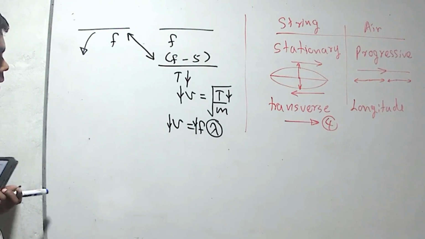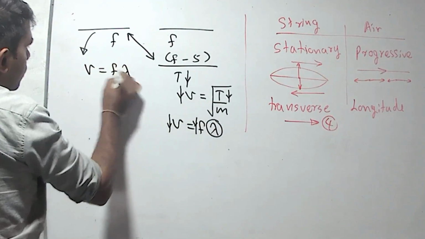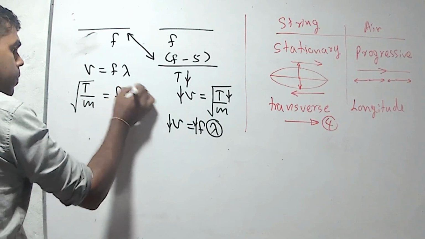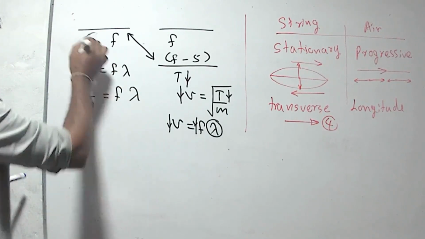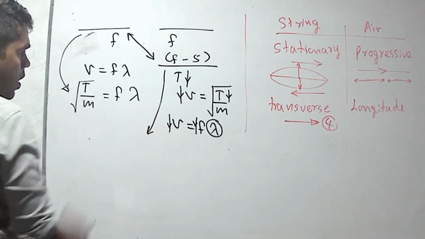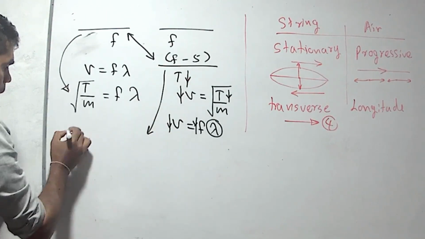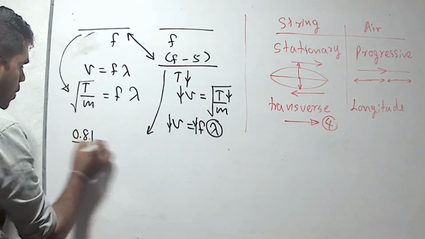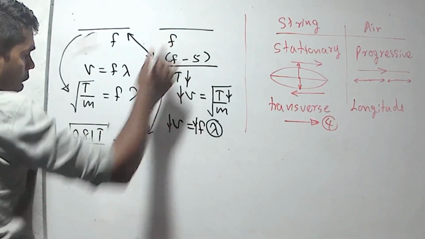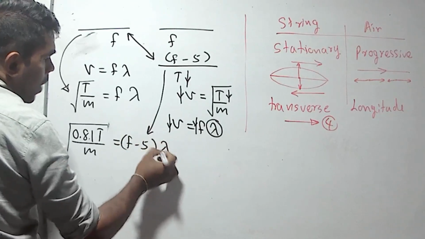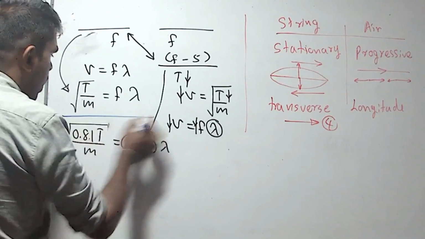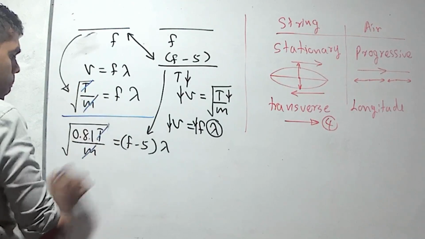Then we can use V equals f lambda for both strings. In the first one, velocity is square root of tension over linear density, equals f lambda. We can use this equation for the first string, and again the same equation for this situation. Now tension is 0.81 T over linear density equals frequency f minus 5. Wavelength is constant, so we can use the same lambda. Then we can divide these two equations. We can cancel out T and M and lambda.